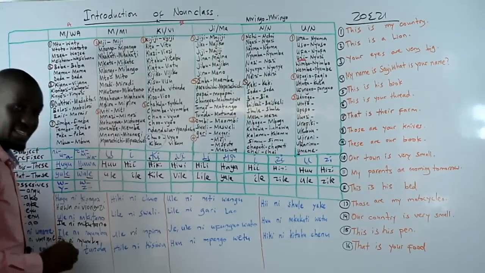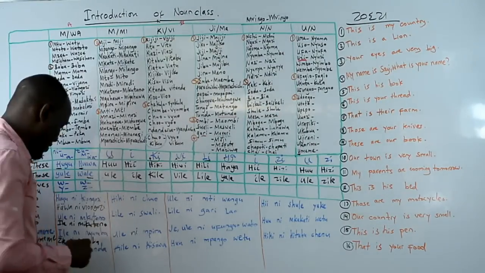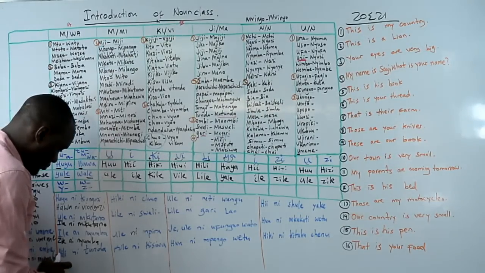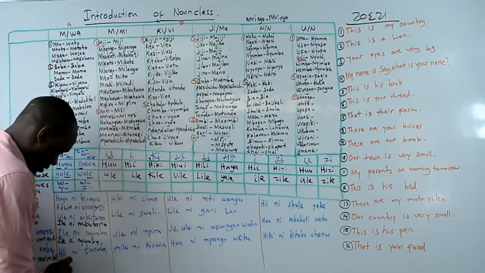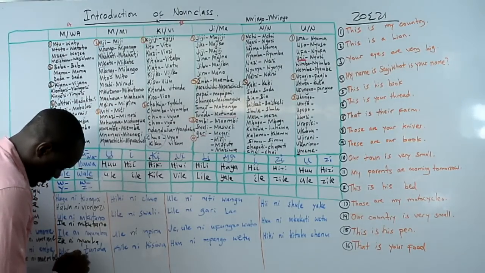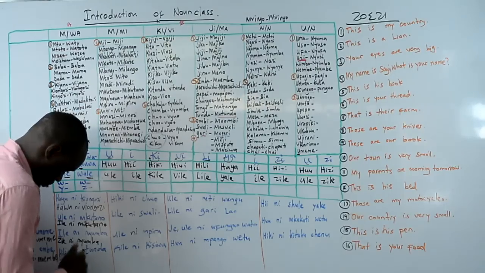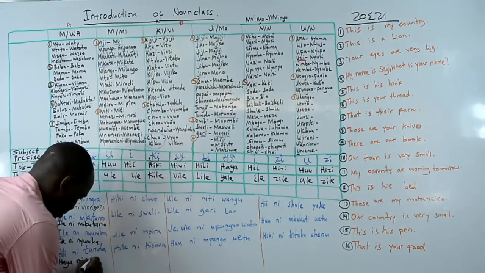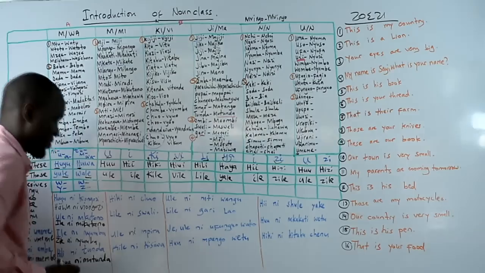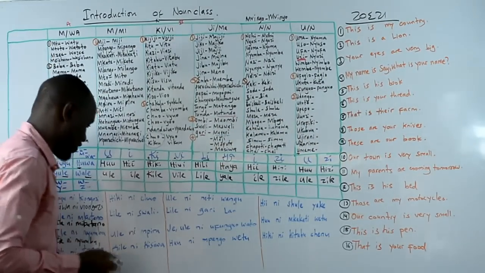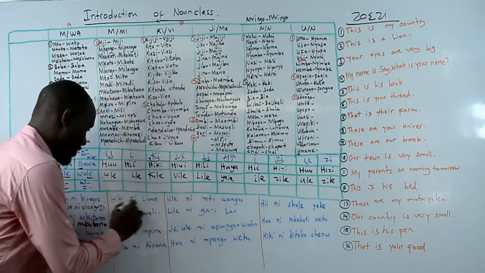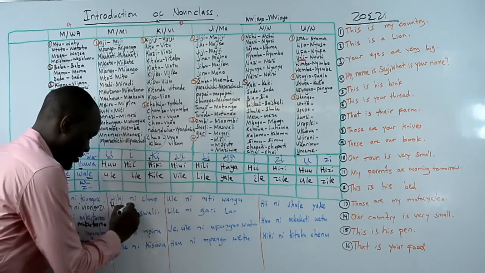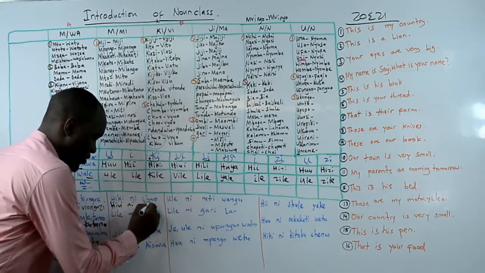Hili ni tunda. This is a fruit. So, these are fruits will be haya ni matunda. You see that? Hiki ni chuo. This is the college. Plural will be hivi ni vyuo.